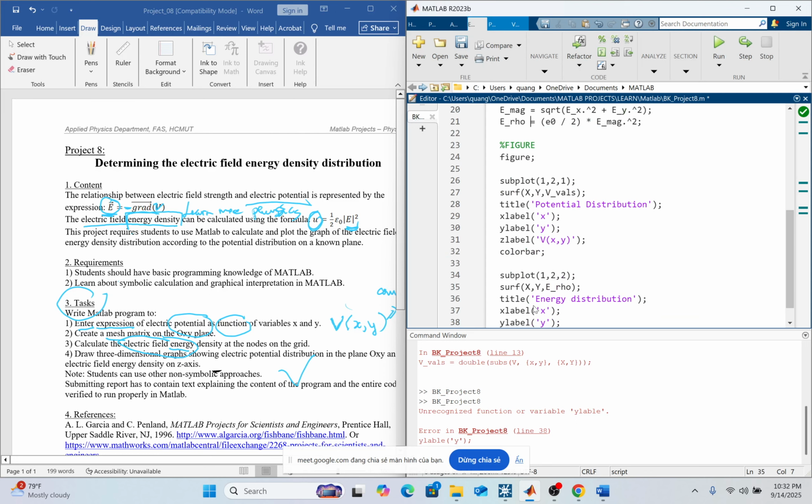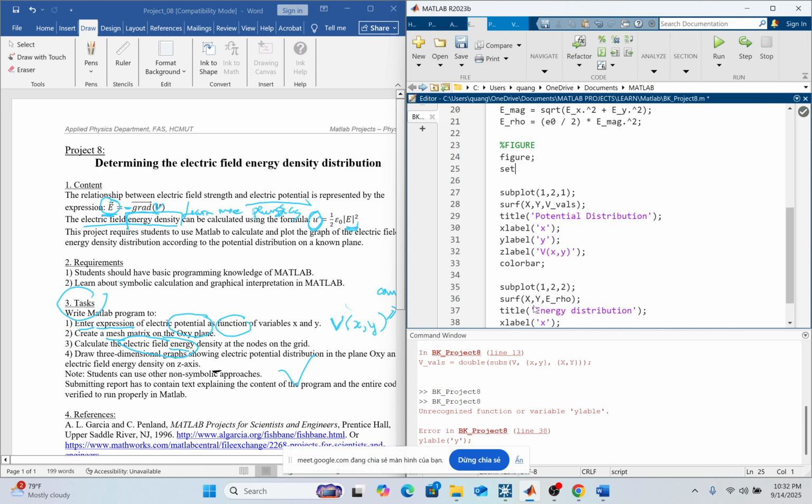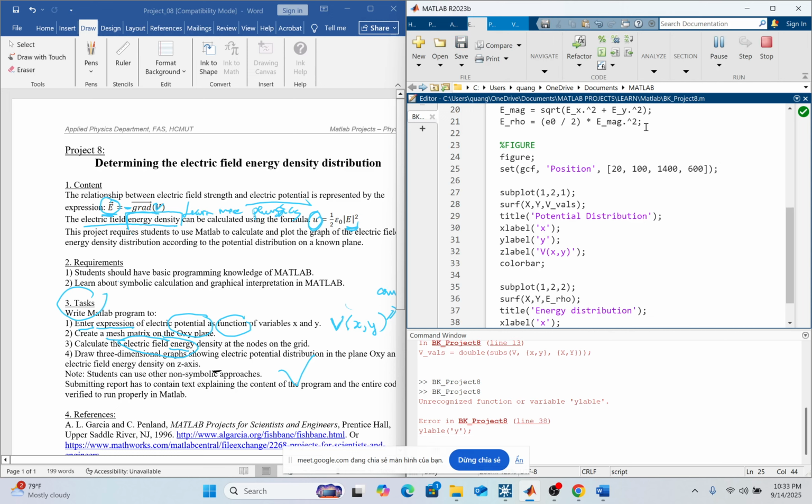Okay, you can position your window with this code. You can say set GCF tag position, and you can position it. I position it at 20, 100. These are the x and y coordinates of the upper left corner, right? And then the width and the height. Okay, that's how you set. That's how you initialize your window.